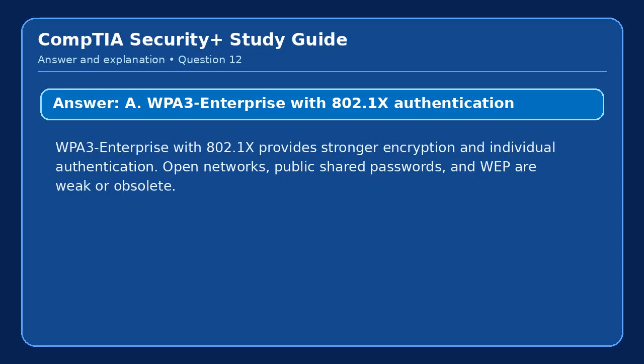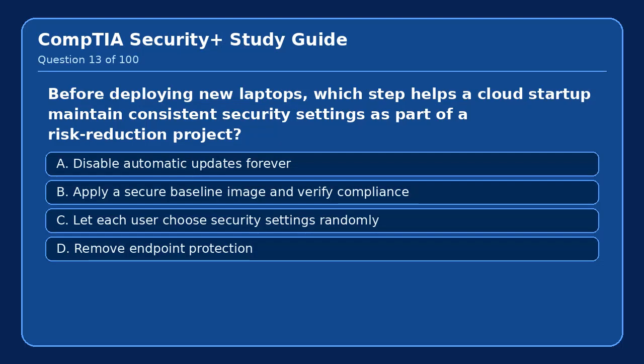Question 13. Before deploying new laptops, which step helps a cloud startup maintain consistent security settings as part of the risk reduction project? A. Disable automatic updates forever. B. Apply a secure baseline image and verify compliance. C. Let each user choose security settings randomly. D. Remove endpoint protection. Take a moment to choose your answer.